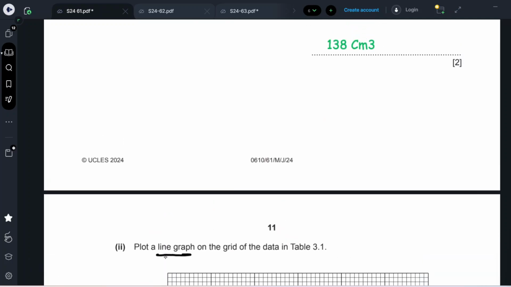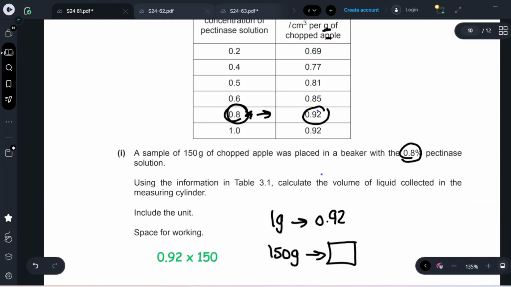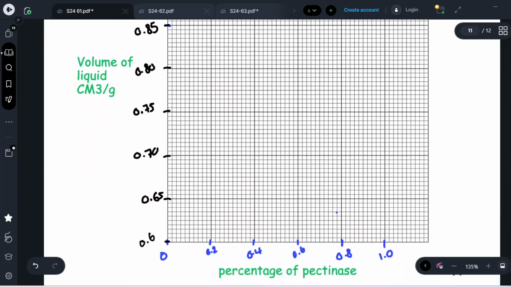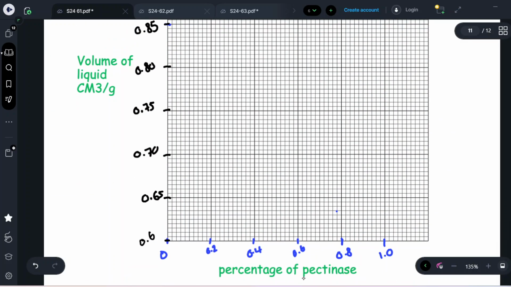Plot a line graph on the grid. When he asks you for a line graph, you plot your points and then you join point to point using a ruler. Okay, what are my rules? Left side of the table is on the x-axis. This is the x, this is the y. The results you were measuring is on the y-axis. First step, put your labels with the units. Put the full labels with the units, here and here.